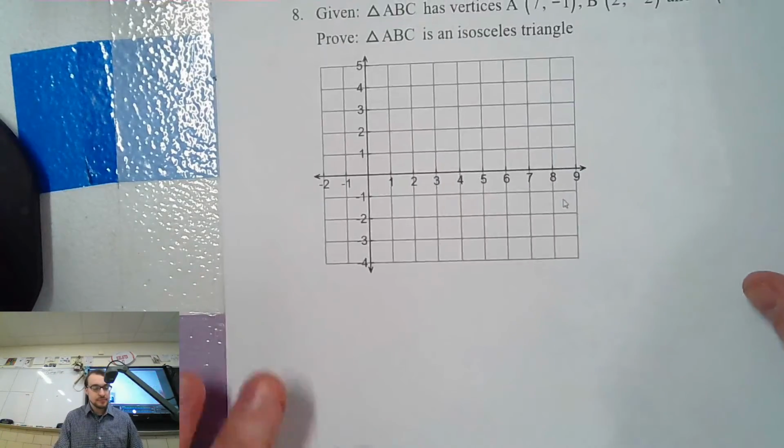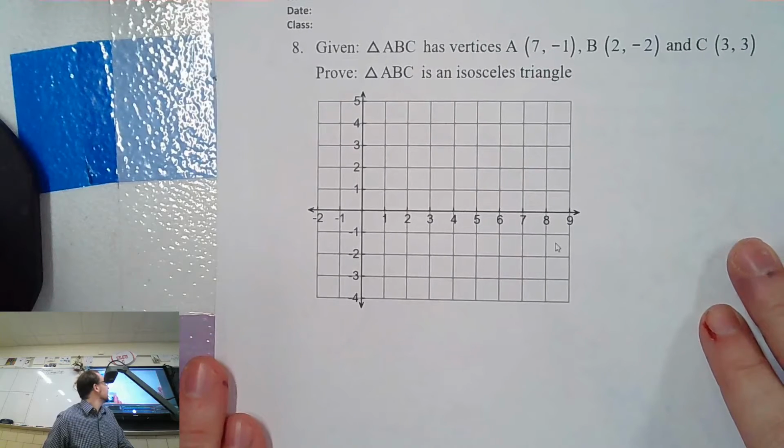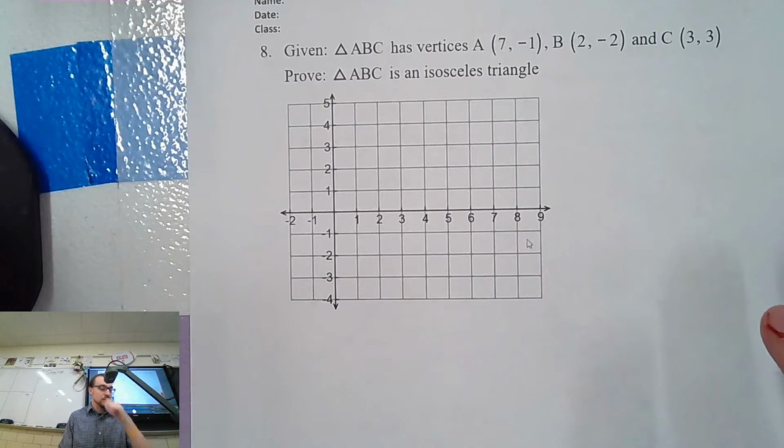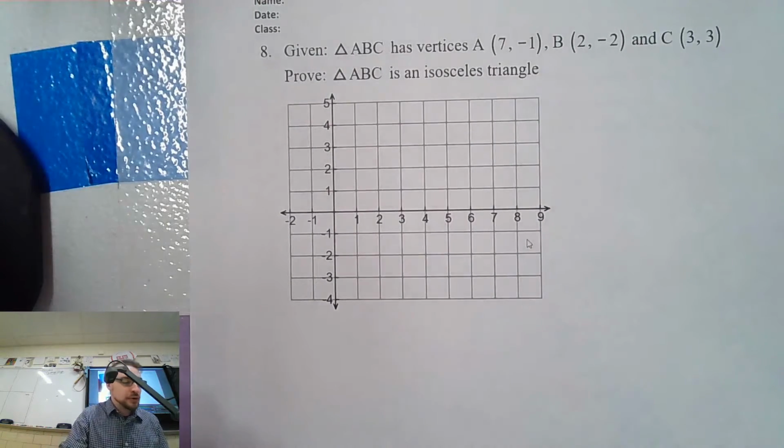Number 8. 8 is easy. It looks hard, but then once we do it, you're going to go, oh, that's dumb. So coordinate proof is when you're using a coordinate plane to prove something. Basically, it's geometry, but you're allowed to measure because it'll be drawn to scale, which is like cheating basically, right?